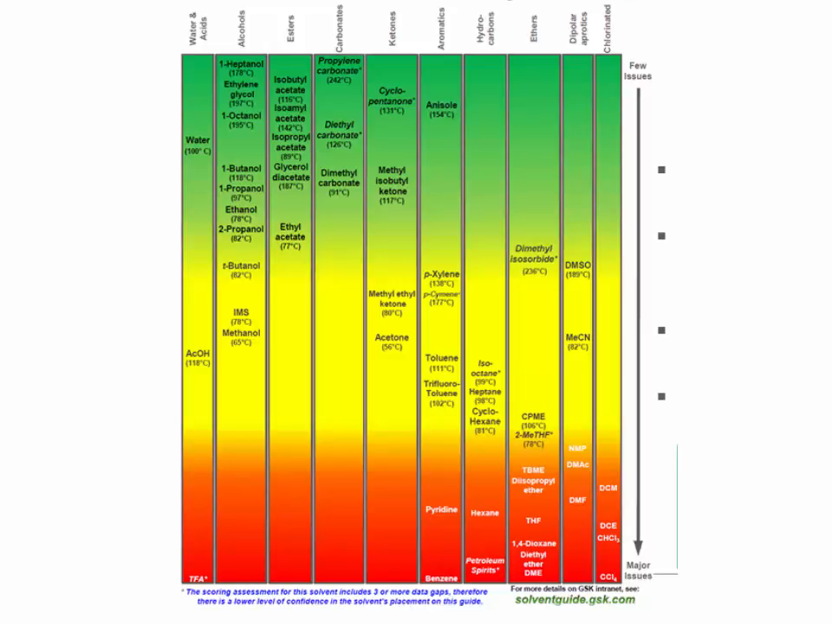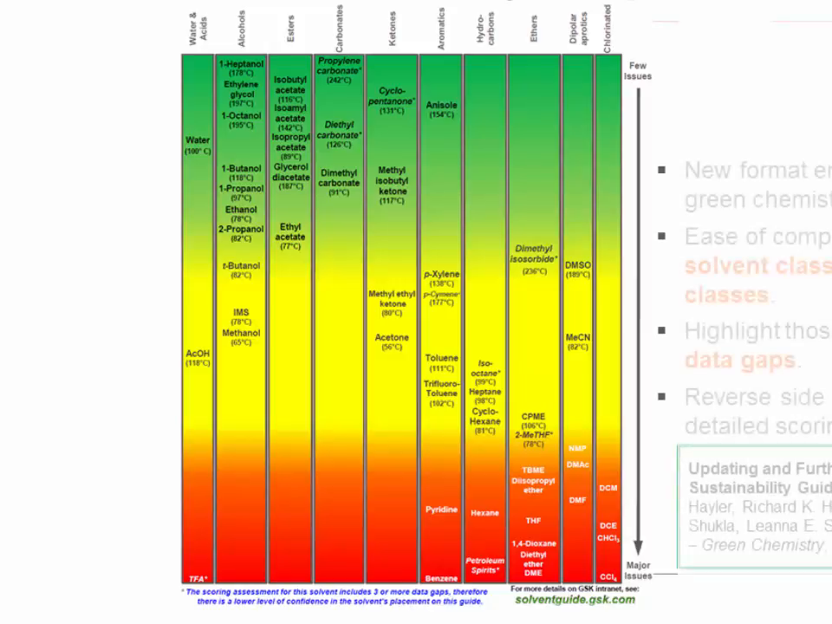Solvents with multiple data gaps, where assumptions have had to be made in their assessment, are shown in italics, reflecting a greater degree of uncertainty in their relative positioning. This is a very simplistic view. It's meant to serve as a quick visual reminder, and the reverse of the guide provides more detailed information.